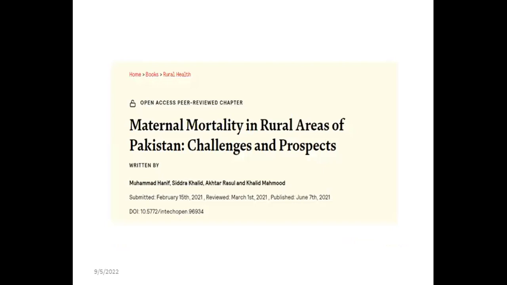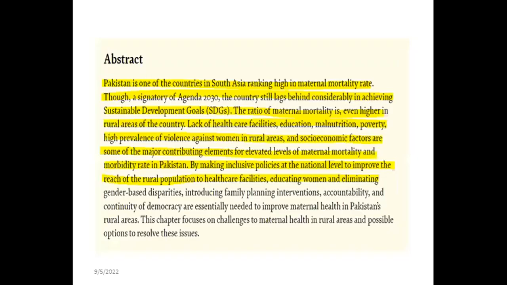Another article was published on maternal mortality in rural areas of Pakistan: challenges and prospects. According to this article, Pakistan is one of the countries in South Asia ranking high in maternal mortality rate. Pakistan is a signatory of Agenda 2030. The country still lags behind considerably in achieving the sustainable development goals. The ratio of maternal mortality is even higher in rural areas of the country.